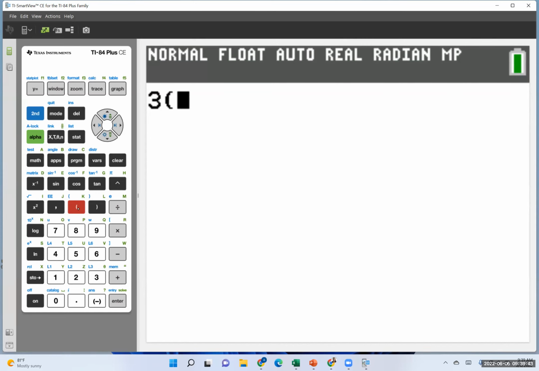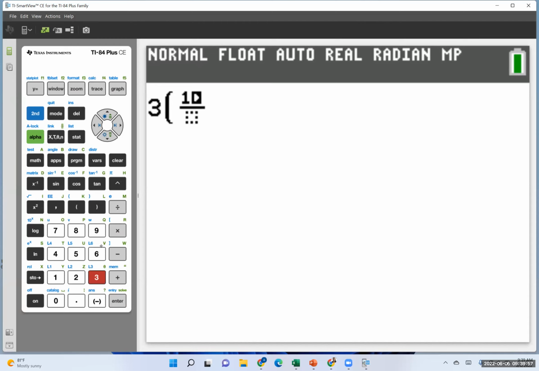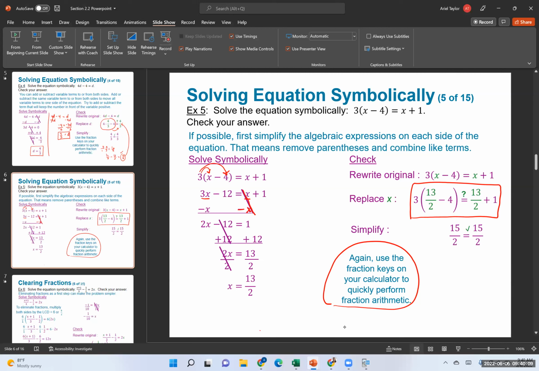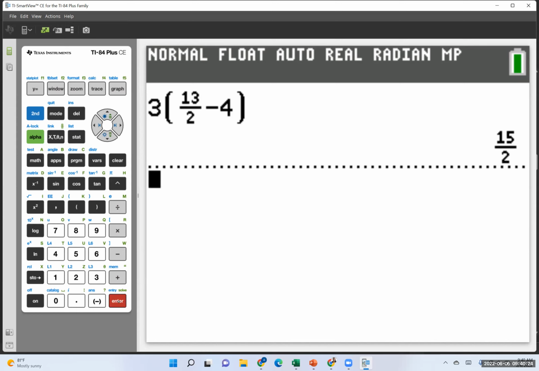You can use a division bar if you like, but then you have to worry about all these parentheses and things. So I'm going to say alpha y equals, this gives me n over d. That's numerator over denominator. It's basically allowing me to type in a fraction. 13/2. Okay. Let me get the problem right before I move on. So it's 3 parentheses x minus 4 parentheses equals x plus 1. So minus 4 close parentheses, and then you're going to have to say enter. Okay, and that's going to give me 15/2.